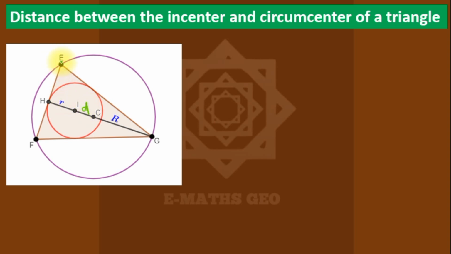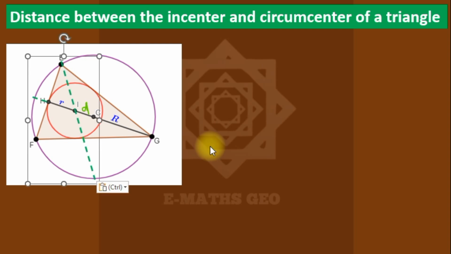So let's extend E. Now let's draw a line that passes through E and I to the circumference of the circle, and also extend GH to meet a point on the circumference. So let's do it. I've extended this. Let's call this point A, and call here B.